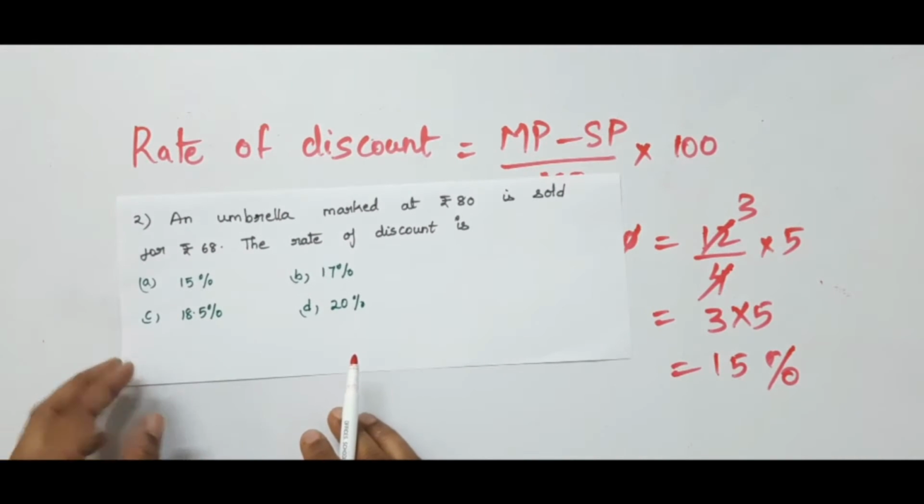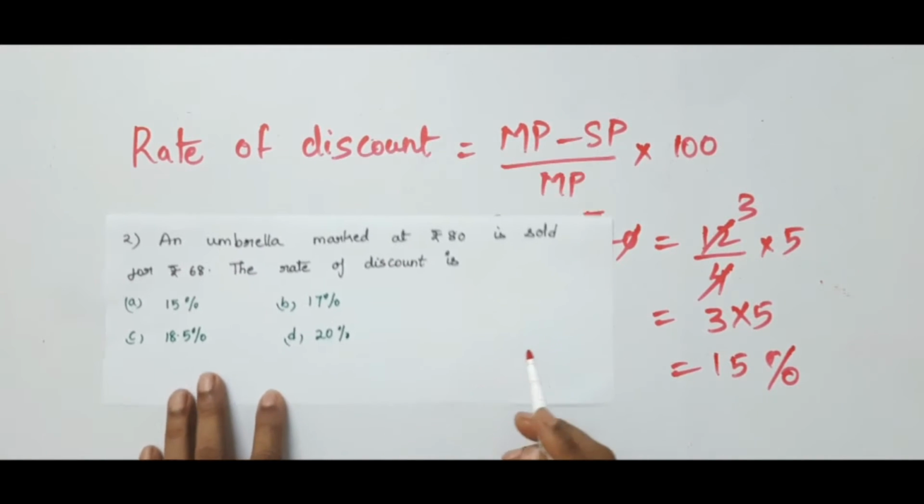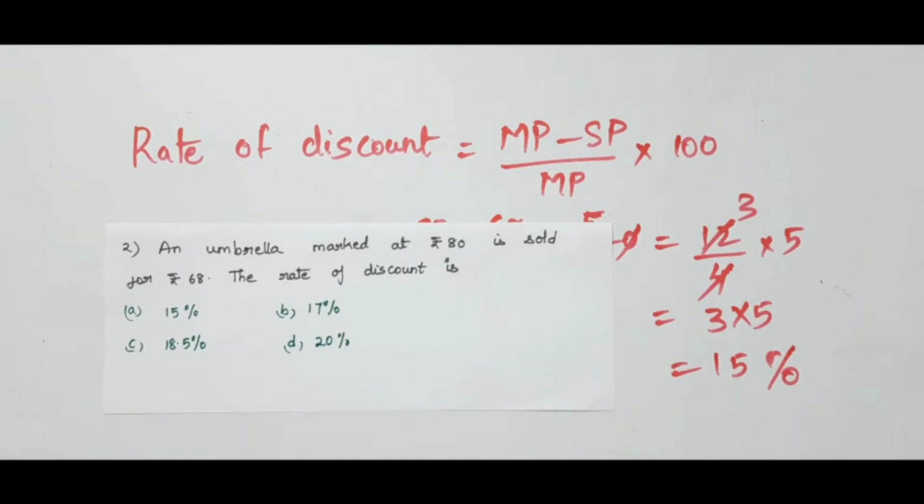Let us go into the options and check where it is. It is option A. So in this way you have to solve this type of problems. If they give the market price and selling price, the formula is nothing but market price minus selling price by market price into 100. You will get the required rate of discount. Now let us go to the next problem.